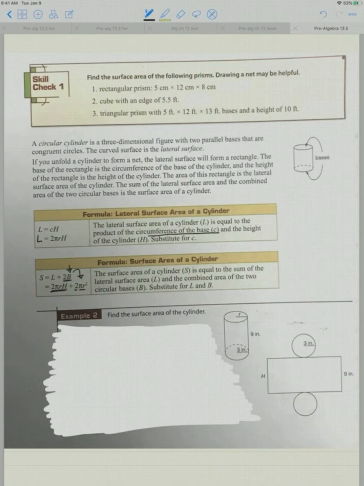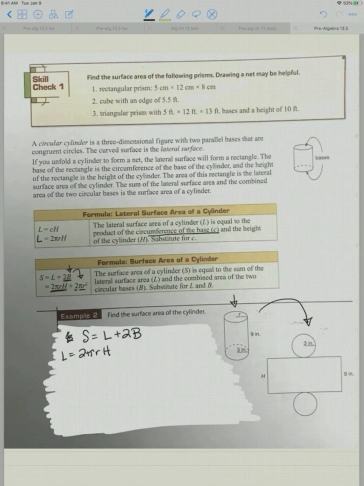Example number 2, find the surface area of the cylinder. Here is our starting cylinder. Here is what the net looks like. If you want to get familiar and comfortable with drawing out the nets, that's what that looks like right there. So find the surface area. S is equal to big L plus 2 times big B. L, we're going to figure that out first: 2 pi r big H.